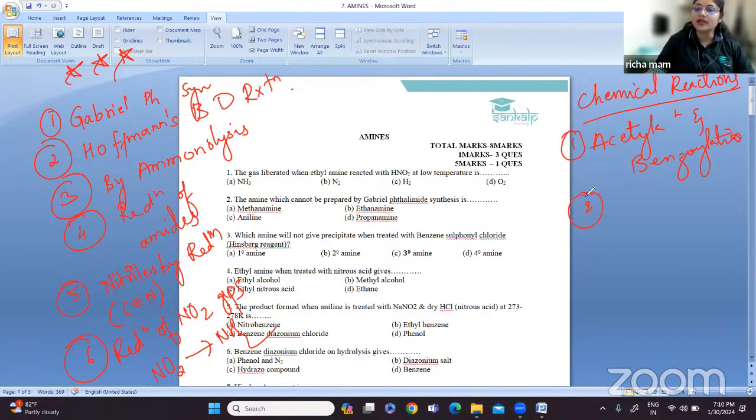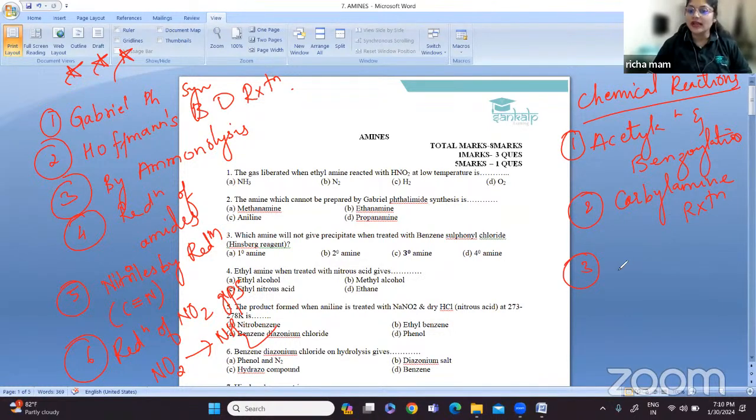Then the very important one is the diazotization reaction. What is the diazotization reaction? We do it on amines. We take a primary amine and treat it with sodium nitrite solution in the presence of hydrochloric acid.